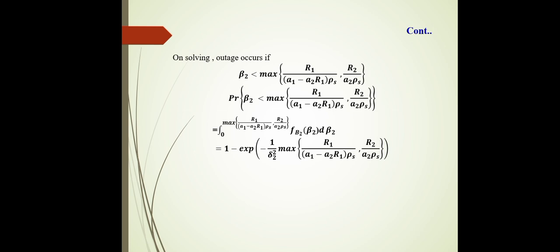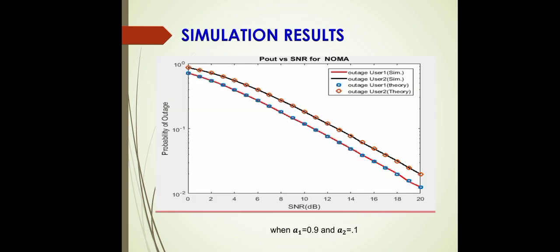So how do we find the outage probability? We integrate from 0 to the maximum value of these two components. After simplification of the above equation, we get the term 1 minus e to the power minus 1 upon delta 2 square times the maximum of R1 upon A1 minus A2, and doing that we have completed the calculation. After that, we have the MATLAB simulation result.